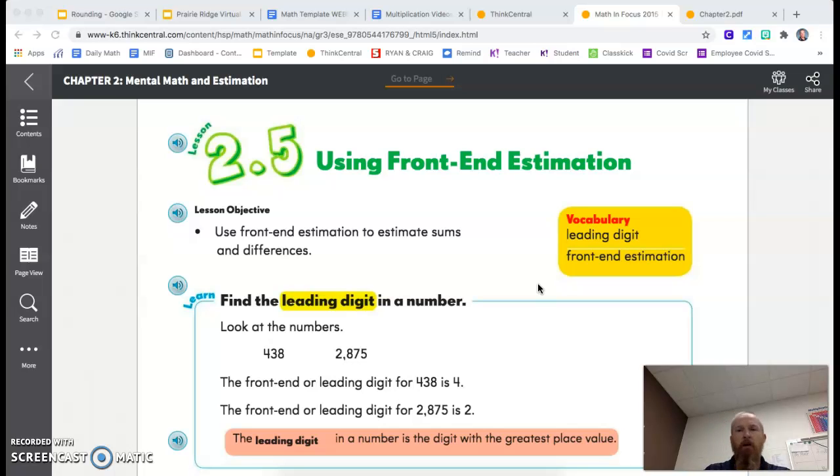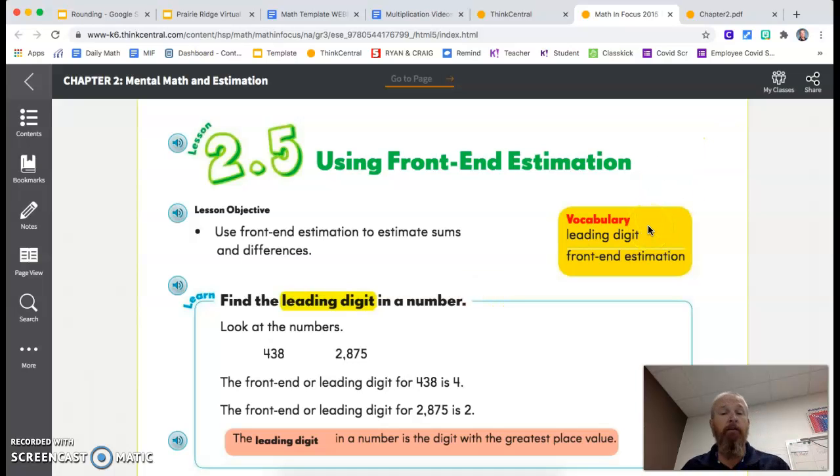Sometimes if it's a 3-digit number and we're rounding to the nearest 10, we might just make it the nearest 100 instead on accident. Happens. So what we're going to do today is go over this front-end estimation. It's a little bit easier, maybe not always as accurate, but it will definitely do the job for us.